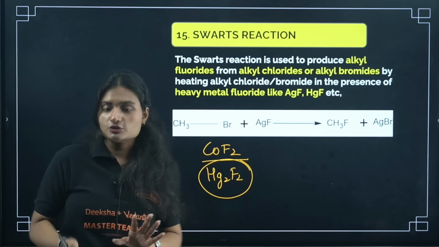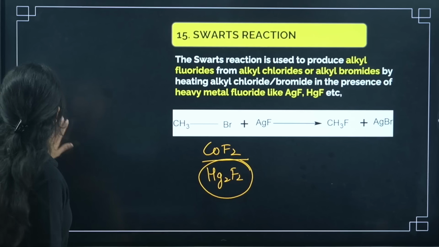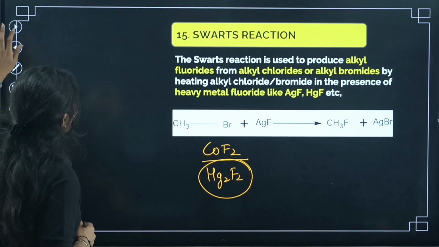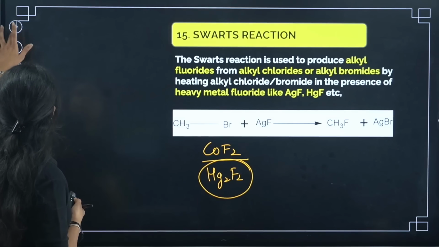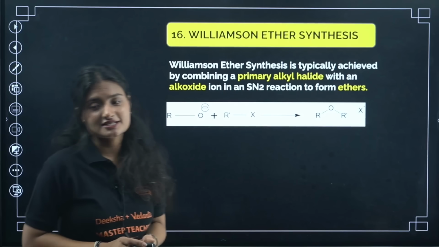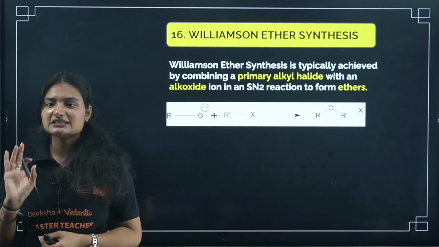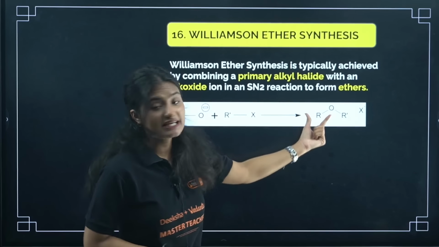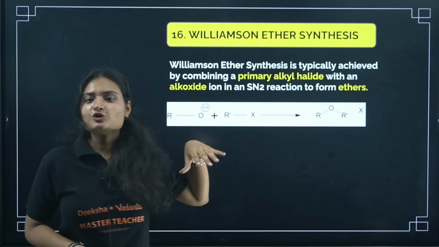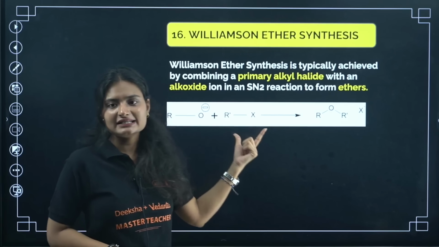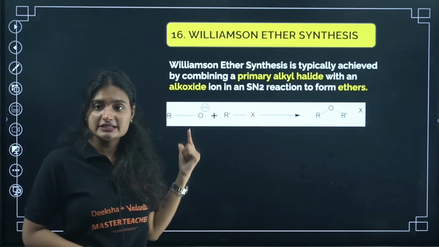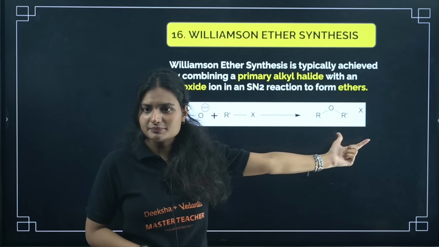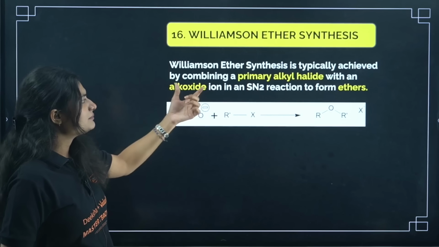Next reaction. The next reaction is Williamson ether synthesis. So in Williamson ether synthesis, we synthesize what? We synthesize ethers. There is ether written, right? So normally we have an alkoxide ion and an alkyl halide, and they both react and we get an ether, right? Simple, very easy.